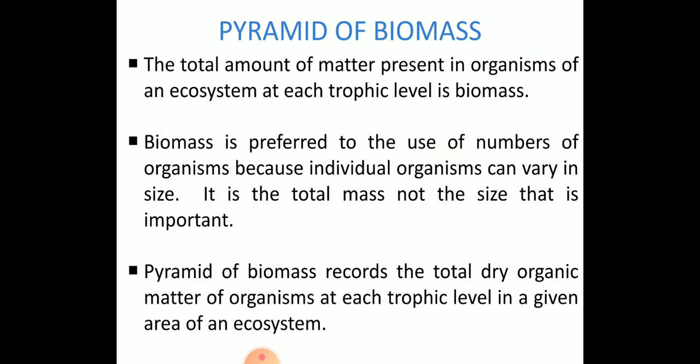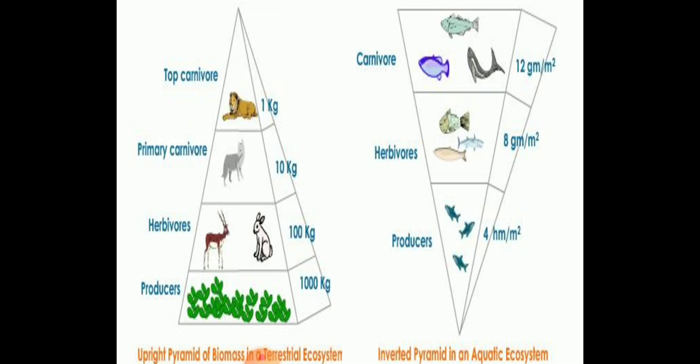Okay, the next one is the pyramid of biomass. Here the total amount of matter present in the organisms of an ecosystem at each trophic level is called biomass. Biomass is preferred to the use of the number of organisms, which can vary with the size of the organisms. It is usually the total mass of the organisms. In each ecosystem, the biomass pyramid is also upright or inverted.